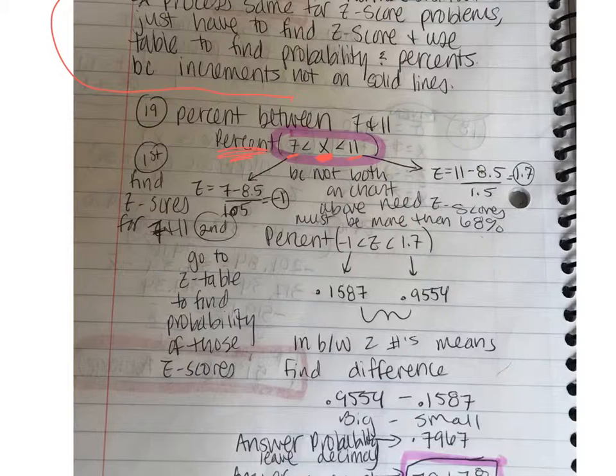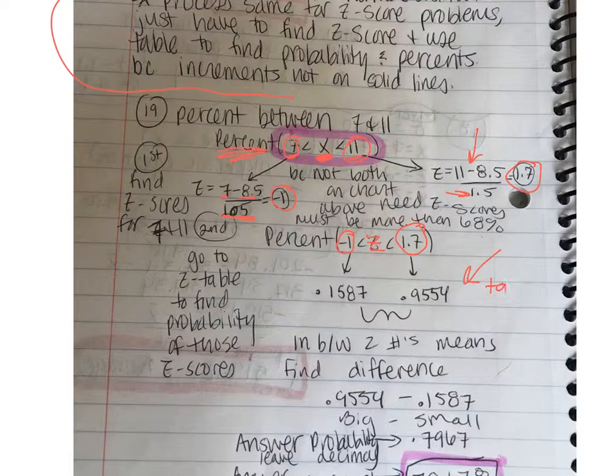So then we have to find the z-score value for 7. So we plug into the formula, 7 minus the average, 8.5, over 1.5 standard deviation. So that's negative 1. So we wrote that right here. And then for the z-score of 11, we do 11 minus the average, 8.5, divided by standard deviation, we get 1.7. So that goes right here. So now that we do that, we're not done. That's not the answer. We do that, we find the z-score so we can go to the table.